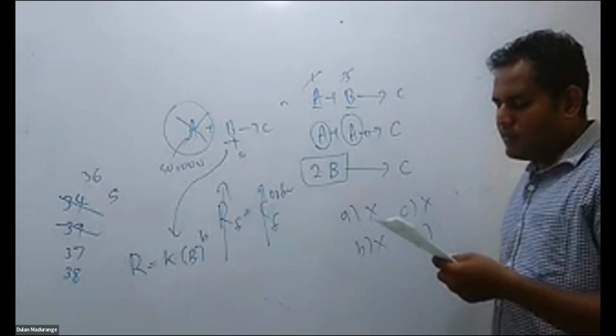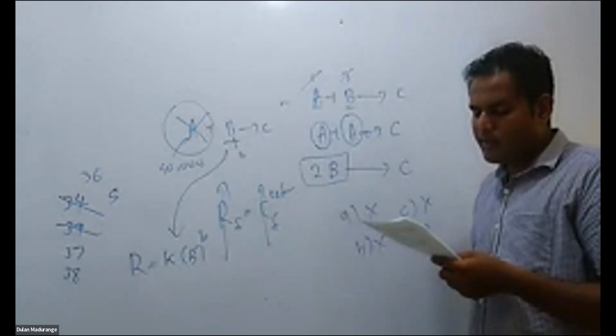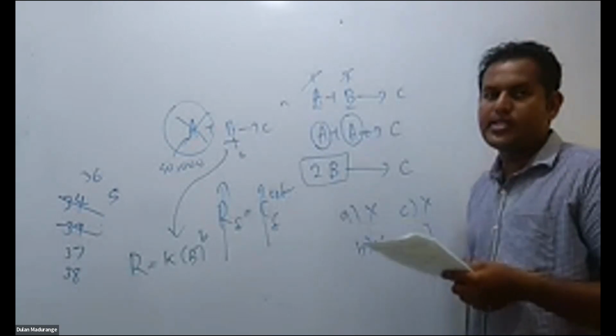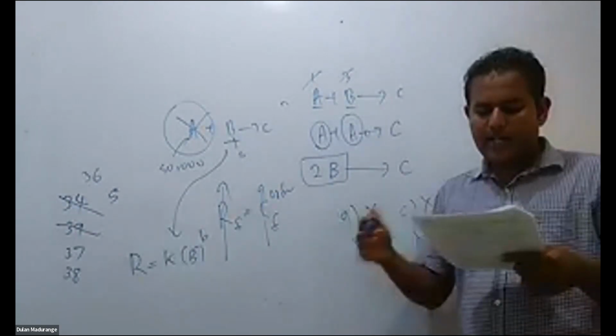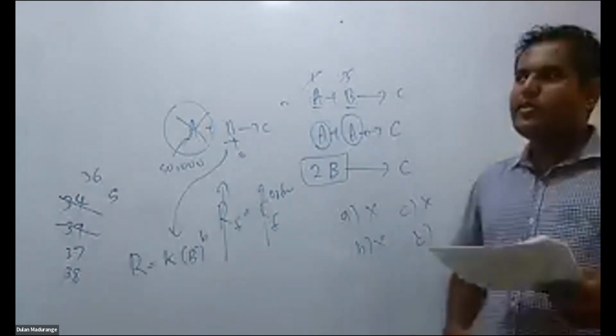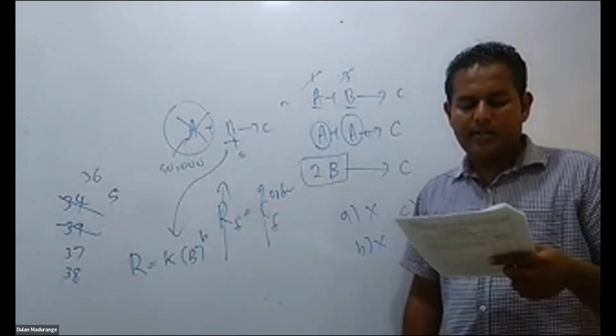When the volume of the container containing reactants is reduced at constant temperature, the rate of the collision between reactant molecules increases. Volume of the container containing reactants is reduced at constant temperature. So when the volume is reduced at constant temperature, the rate of the collision between reactant molecules increases.